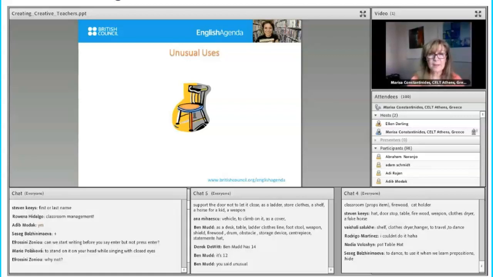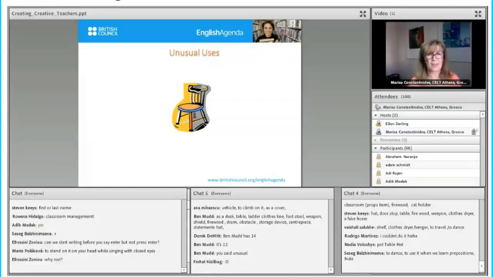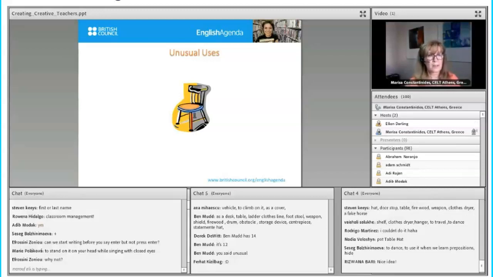Now, this was just a little game to get you started, to get you warmed up, as it were. This is perhaps one of the activities that I would probably use with learners. But if I was meeting a new group of teachers, that would be also fun to do. How many unusual uses of things you can have.